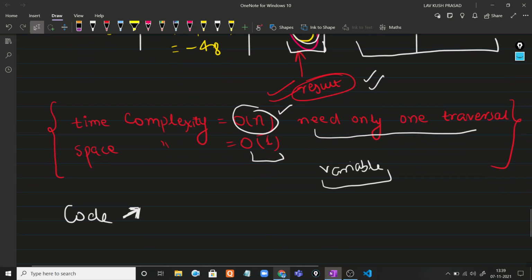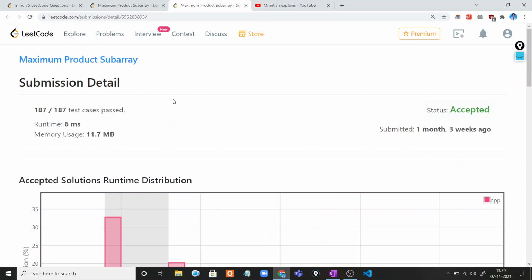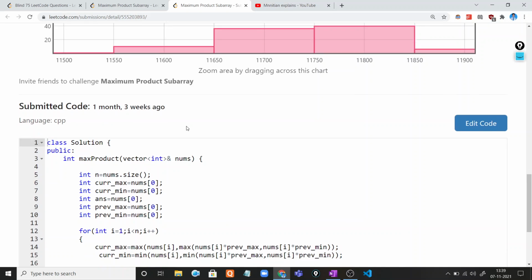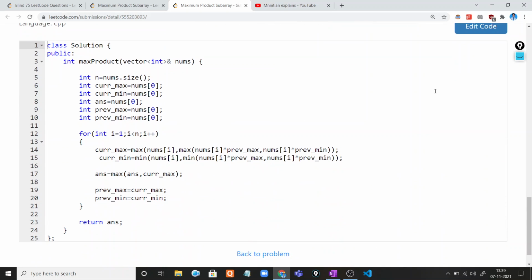Let's discuss the code. The code is also simple, just focus on the concept. If you understood the concept, then definitely you can understand the problem and solve it easily. So this is the initialization step where we initialize the current max, current mean, answer, previous max and previous mean with the starting value of the given array.